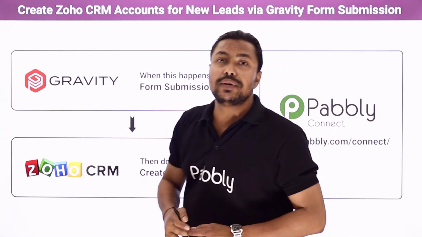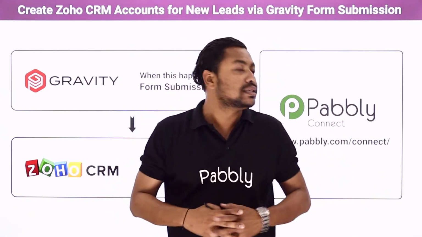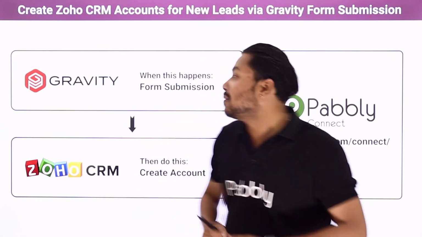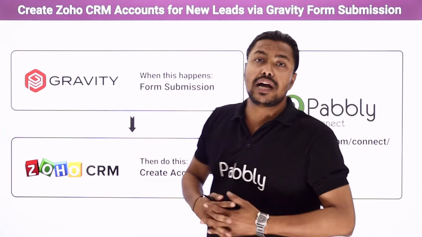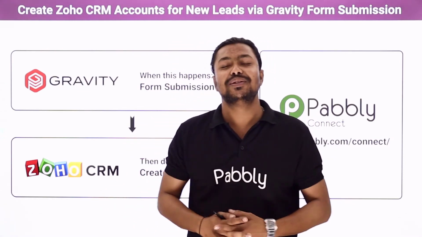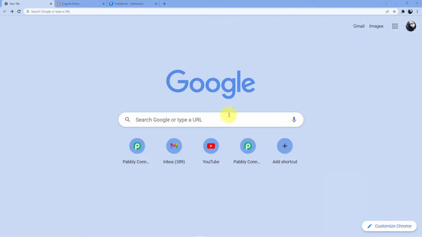Now to create this automation, we are going to use an integration and automation service, Pabbly Connect, which will help us connect Gravity Forms and Zoho CRM together. Now if you want to learn how to do this automation, you have to come with me to the screen. And we are back at our screen.